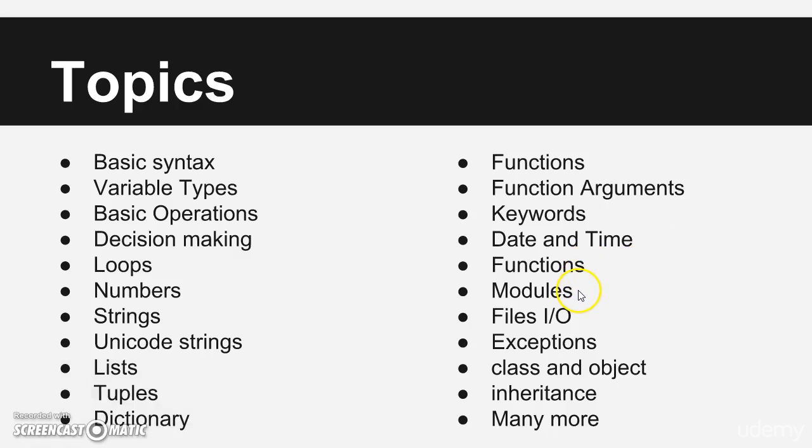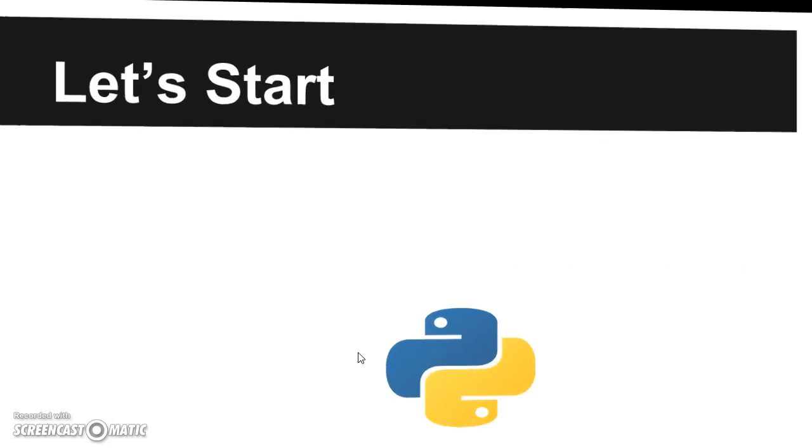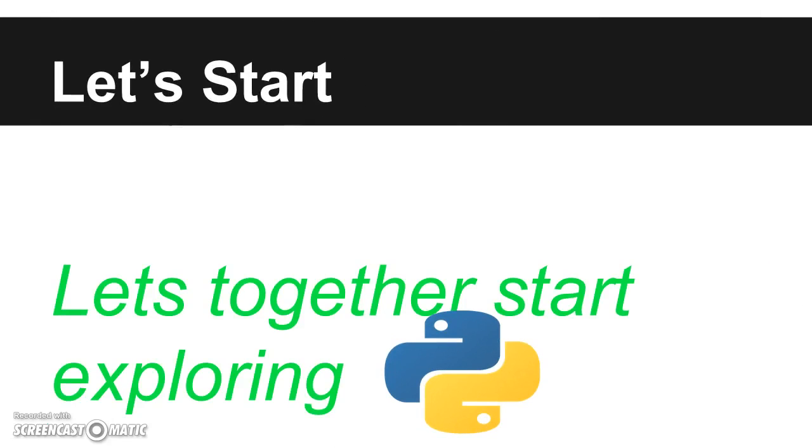We will be seeing how to create our own modules, and file handling in Python, like how we can access the files on our computer using a Python program, modify them, and change the name. All this we will be seeing in files, and we will see how to handle exceptions. Then we will go to object oriented programming in Python, starting with classes and objects and many other topics, and we will be seeing inheritance and many more. All this we will be covering in our course. So let's start together exploring the Python programming language.